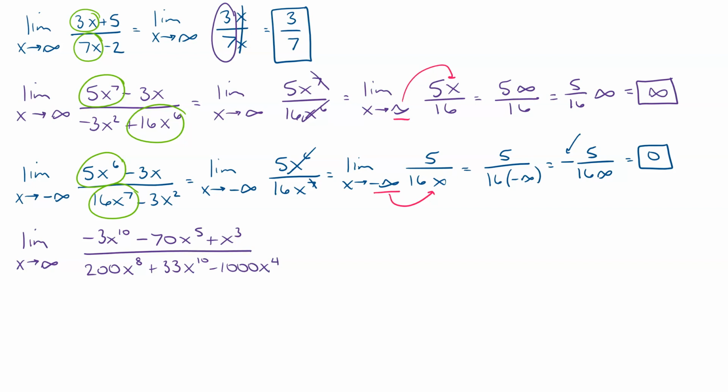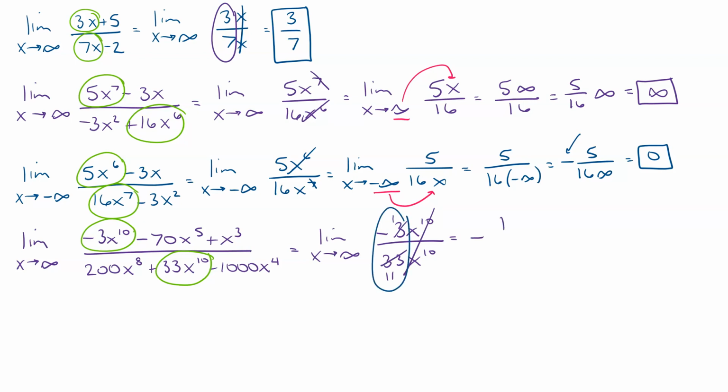Evaluate the limit of the function. I find the highest power on top and the highest power on bottom, and I rewrite the limit. So I have the limit as x approaches infinity of negative 3x^10 over 33x^10. Reduce the fraction, and I end up with negative 1/11. And we know that the limit of a constant is just the constant.